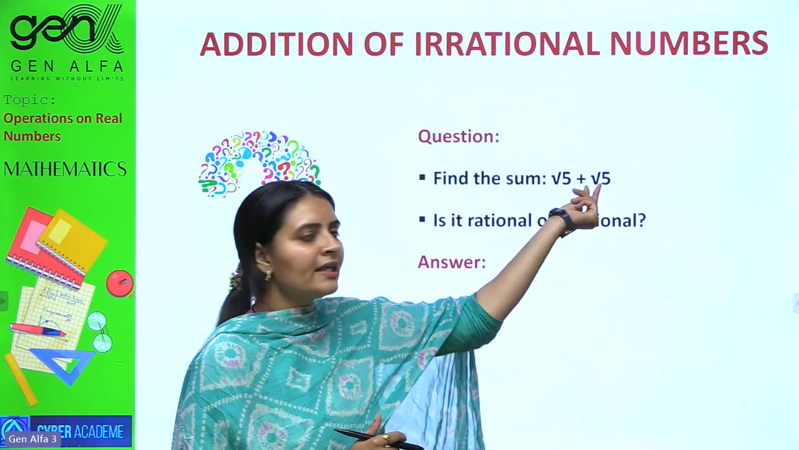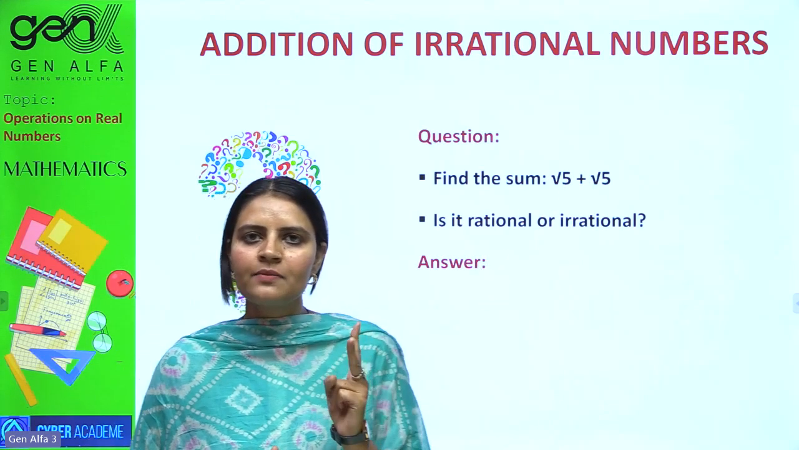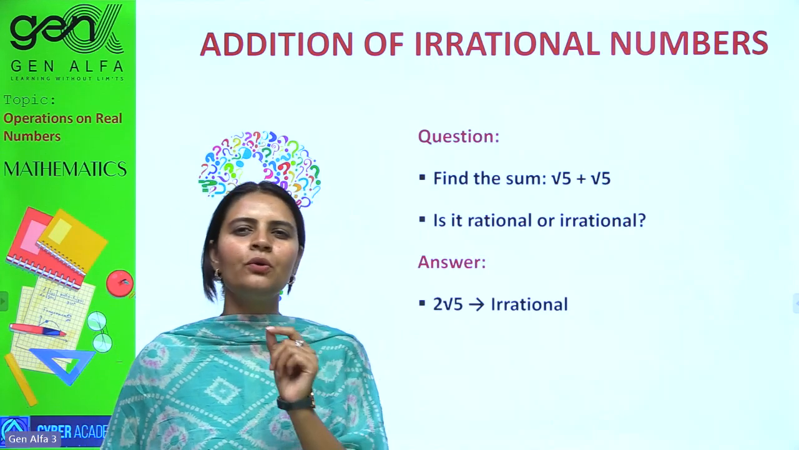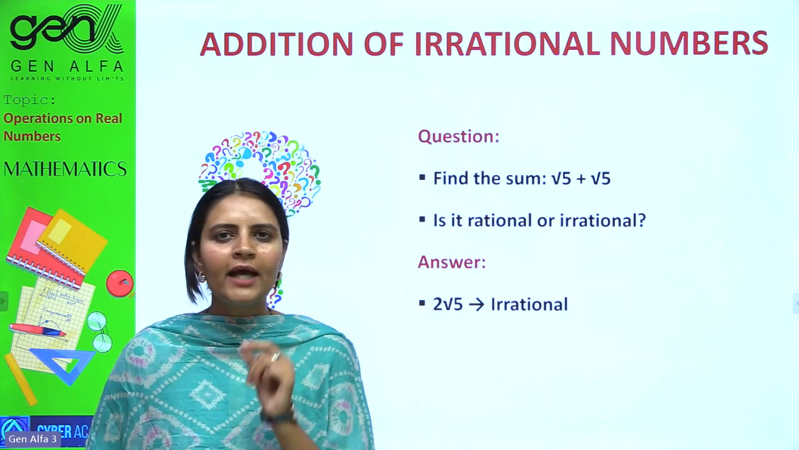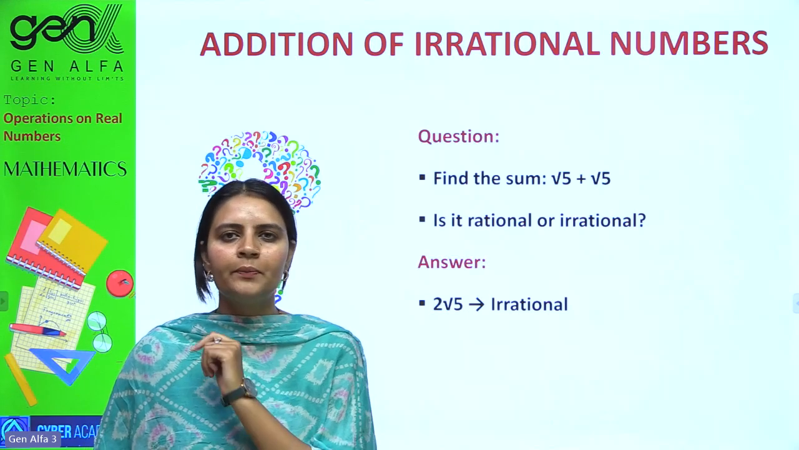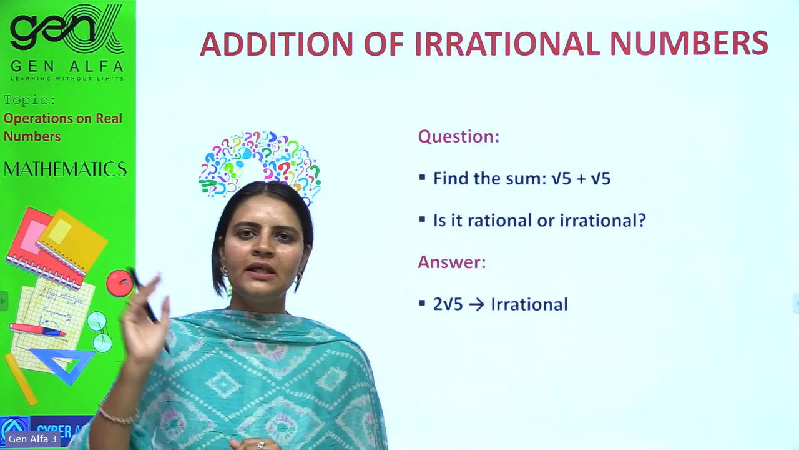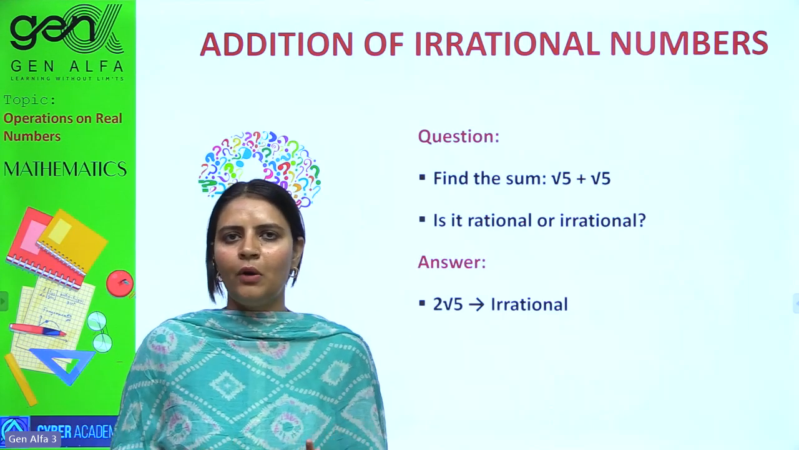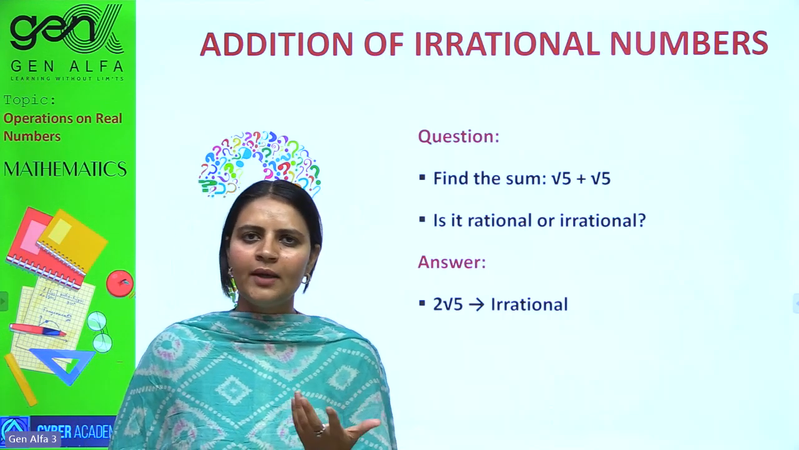So, same things are there. Like terms are there. How many like terms are there? 2 like terms. So what would be your answer? Your answer would be 2 root 5. Like 2 apples, here 2 root 5. That would be your irrational number. It cannot be solved further. Root 5 is non-terminating without any pattern, so doubling it will give you an irrational result again. Shall I move ahead?